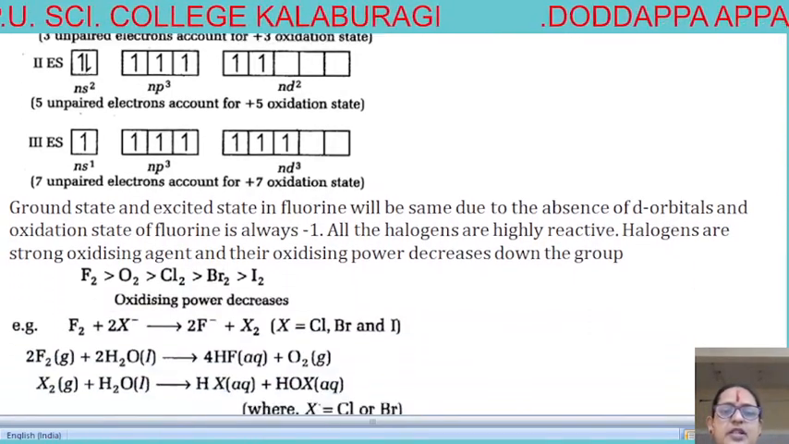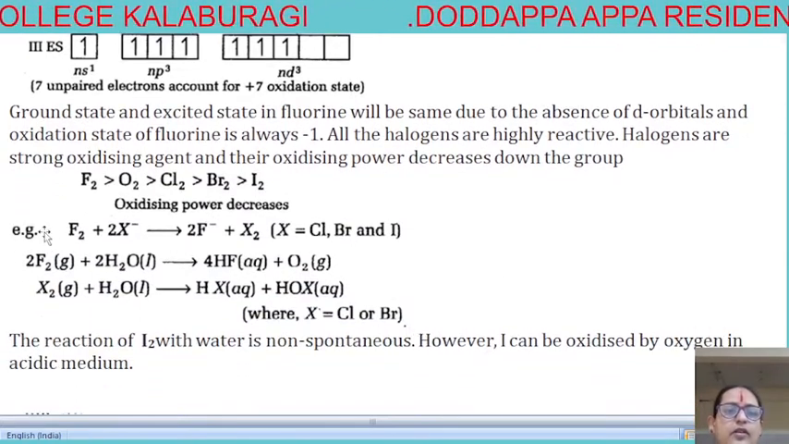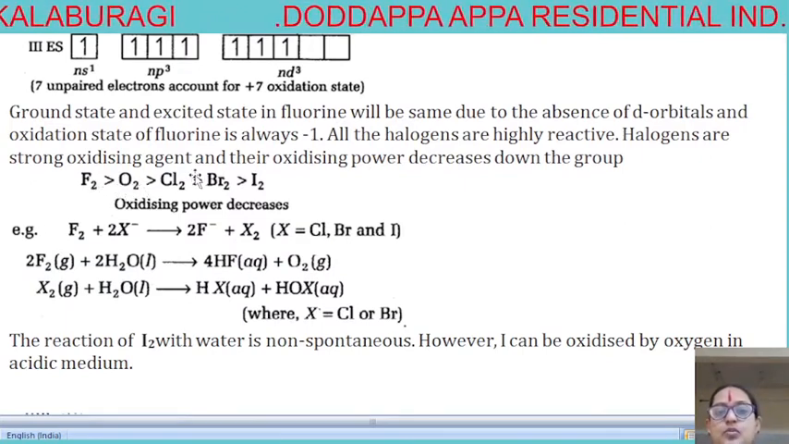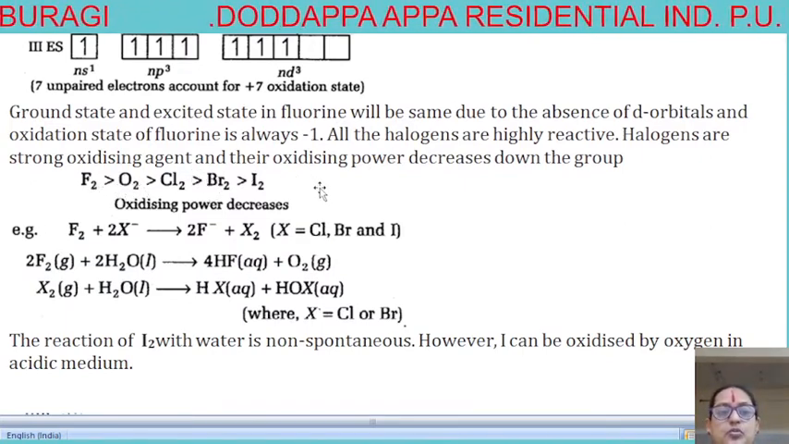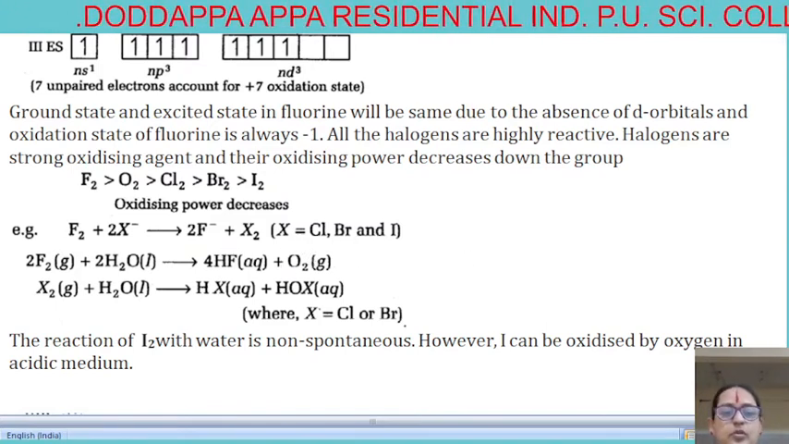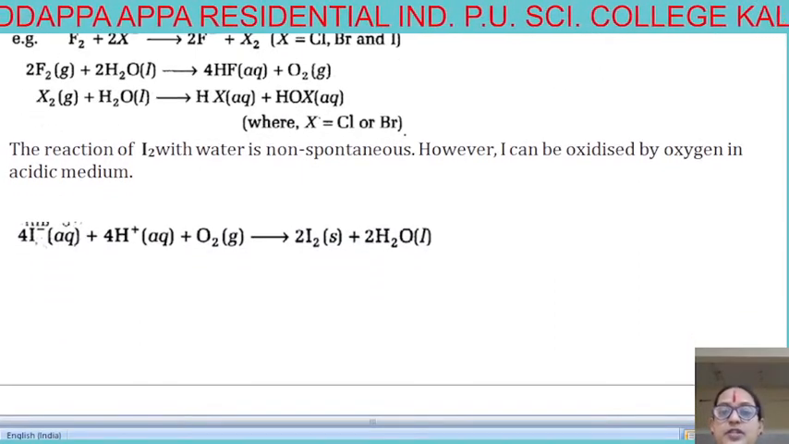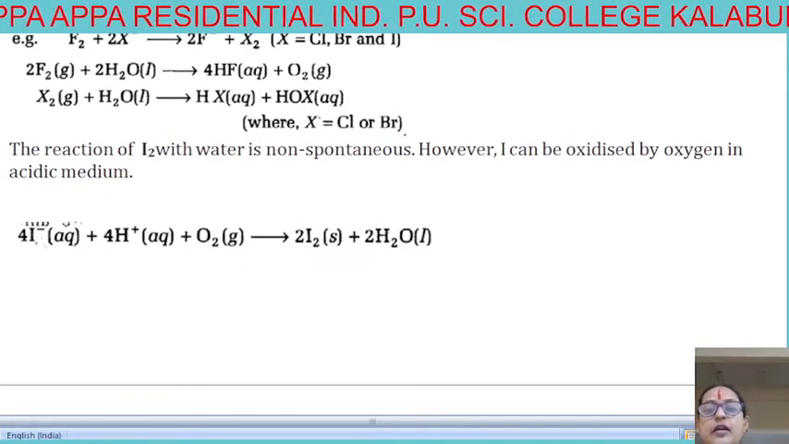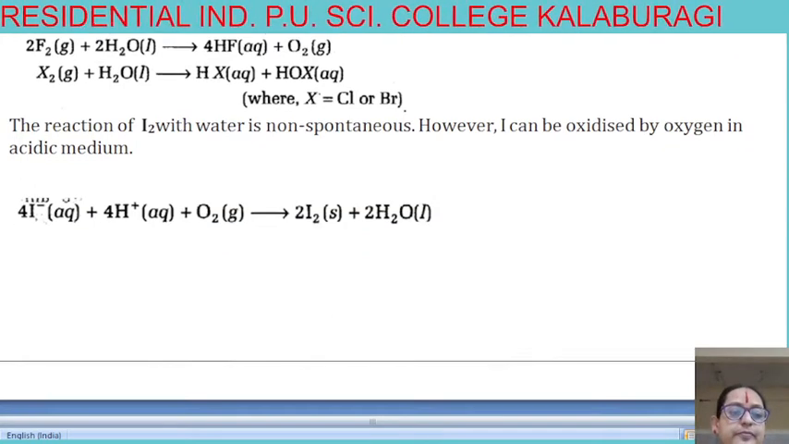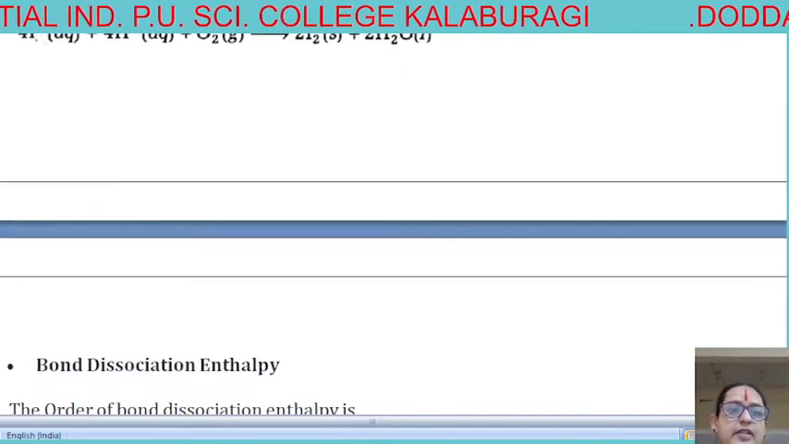Their oxidizing power is in the order of F2, then O2, then Cl2, then Br2, then I2. Oxidizing power decreases as we go down the group. The reaction of iodine with water is non-spontaneous. However, iodide can be oxidized by oxygen in acidic medium. Here is the reaction. It can be acidified.